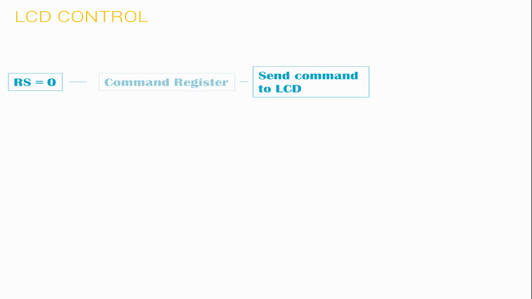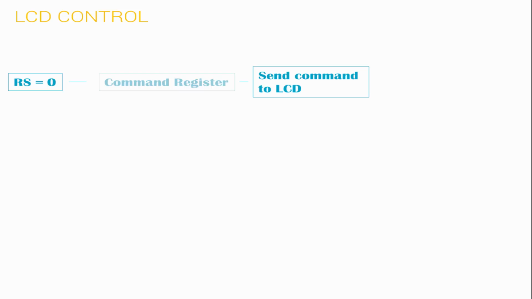So let's see how we can control our LCD. As we mentioned earlier, the register select or the RS pin is used to select either the LCD command register or the LCD data register. Remember, we said we have two internal registers in the LCD, and this is used to send either command or data to the LCD. So to select the LCD command register, we have to set RS to 0. And by selecting the command register, we will be able to send commands to the LCD.